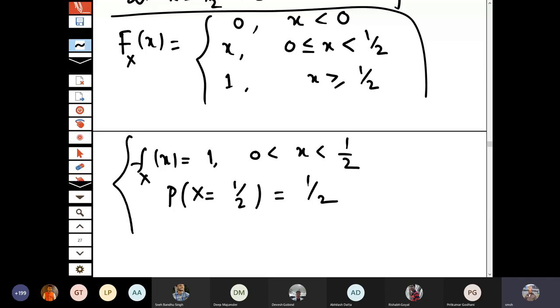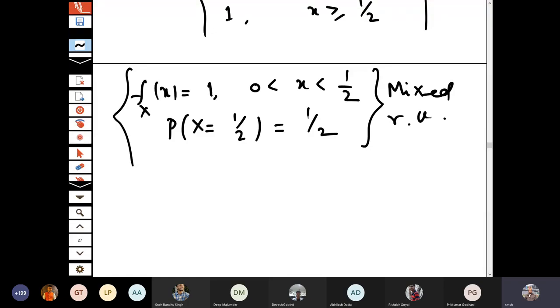Okay. So this is an example of a mixed random variable. That means it is partly discrete and partly continuous. On the interval 0 to half it is continuous, but at x equal to half there is a mass. So this is an example of a mixed random variable.